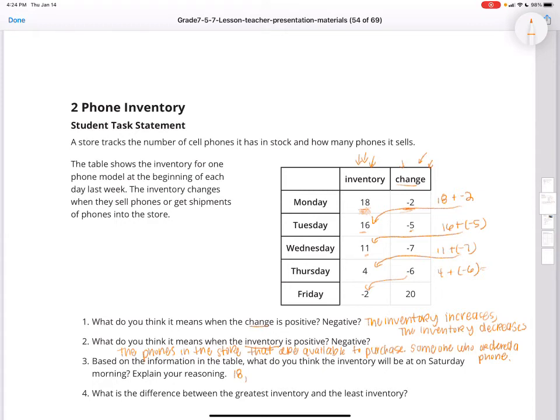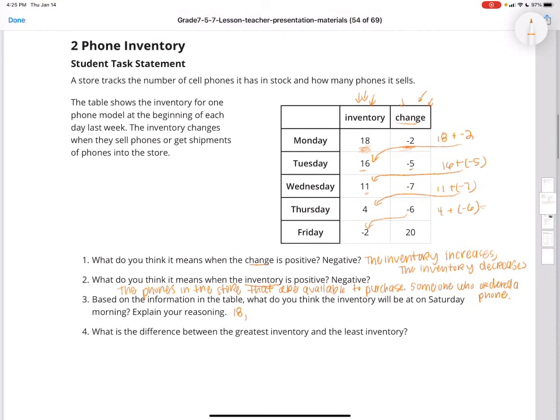And this is what the book has. It says 18 because the inventory one day is the sum of the inventory and the change on the previous day. So I repeat that. The inventory one day is the sum of the inventory and the change the day before. I'm not sure if I have enough room to write that.